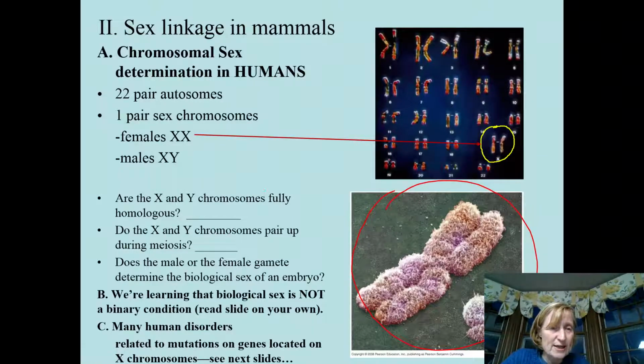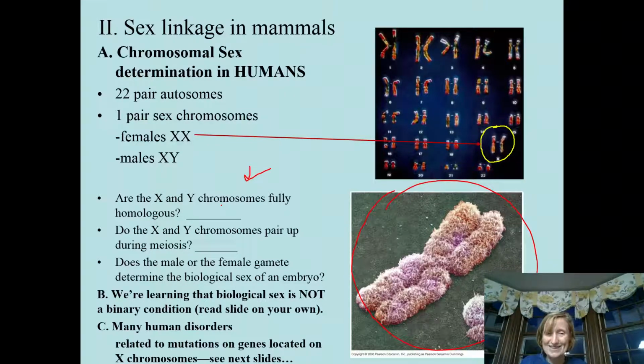A couple of questions down here that we want to take a look at. Are the X and the Y chromosomes fully homologous? What that question is asking is, do the X and the Y chromosome pair up at meiosis? No, actually, that's the second question. The first question says, are they fully homologous? That means, do they have all the same genes? No, we just saw that. No, they're not. The Y chromosome is much smaller with many fewer genes. But do they pair up during meiosis? Yes. The X and the Y chromosome pair up in males during meiosis.